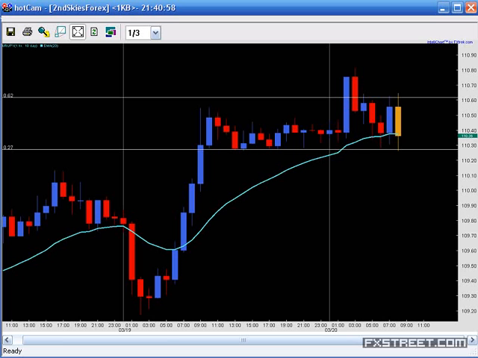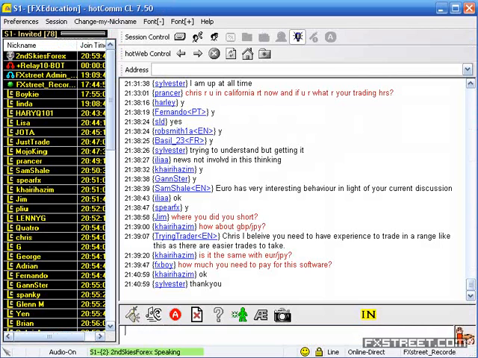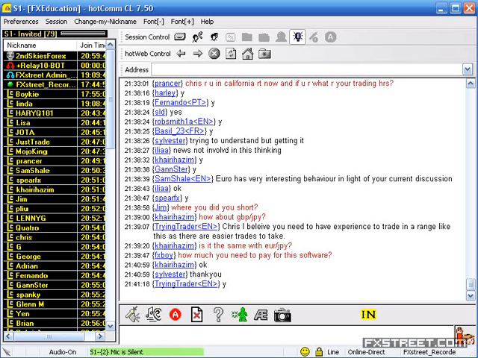Trying Trader says, Chris, I believe you need to have experience to trade in a range like this, as there are easier trades to trade. Which range are you talking about? This range right here? Is this the one you're talking about, Trying Trader? I'd agree. This is something that takes experience, which is why I'm bringing it to you.